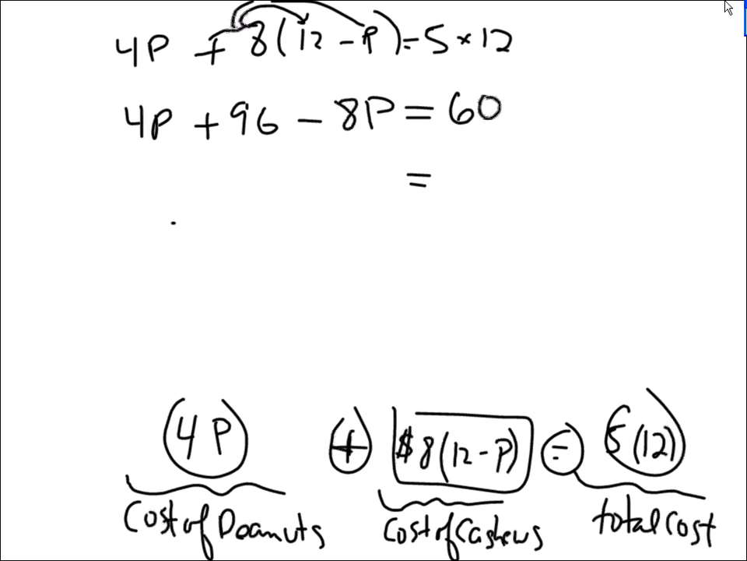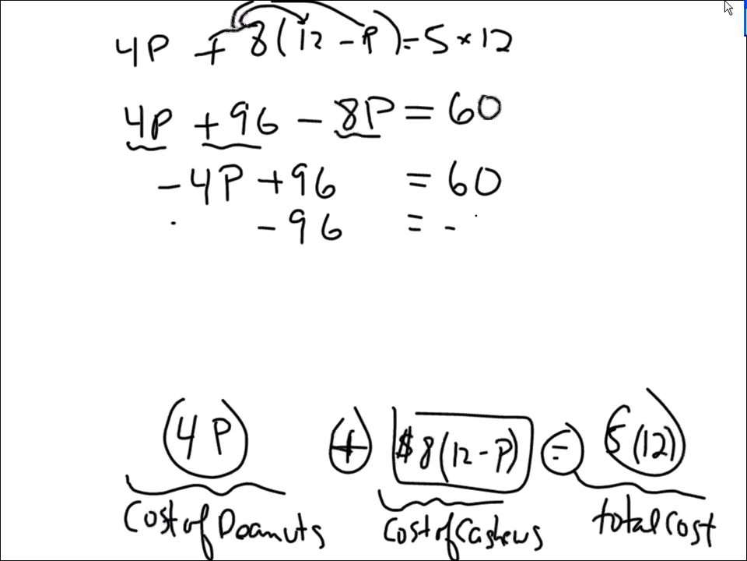With respect to the left side, 4P and 8P are alike. 4 minus 8 is negative 4P plus 96. This is equal to 60. So I'll take away 96 from both sides. The right-hand side will be negative 36. The left-hand side is negative 4P.